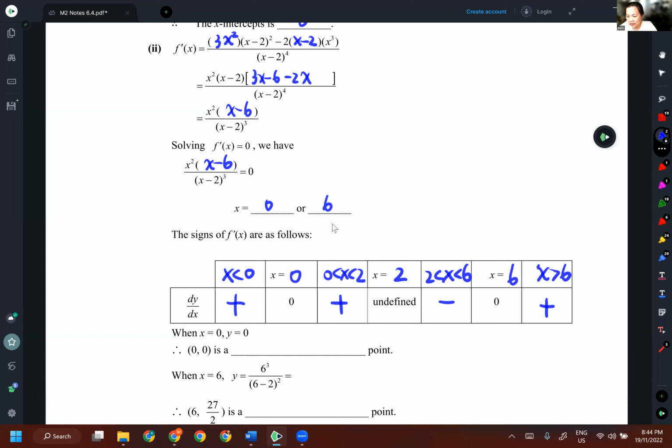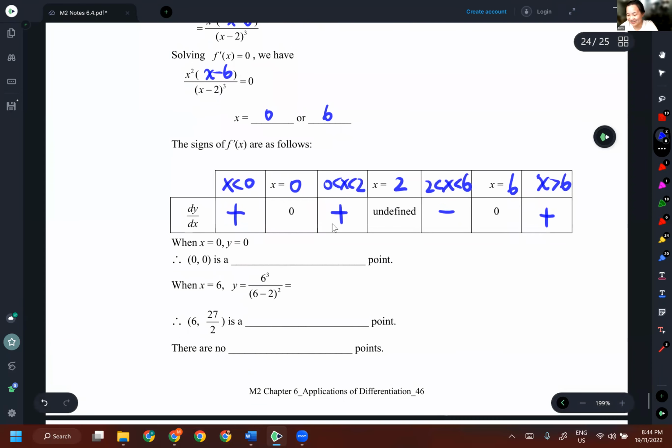Let me check. Negative, negative, negative, positive. Positive. Negative, negative, positive. Okay. Just to make sure. Now 0, 0, obviously it's a saddle point.